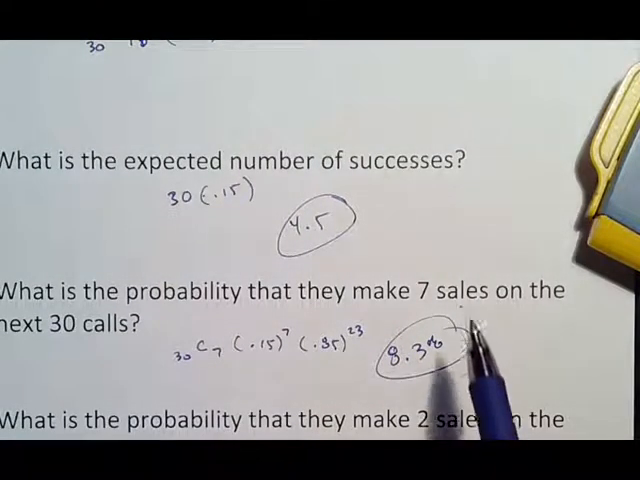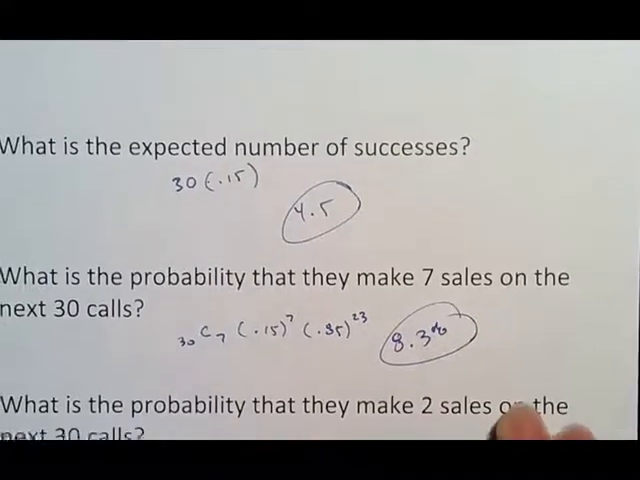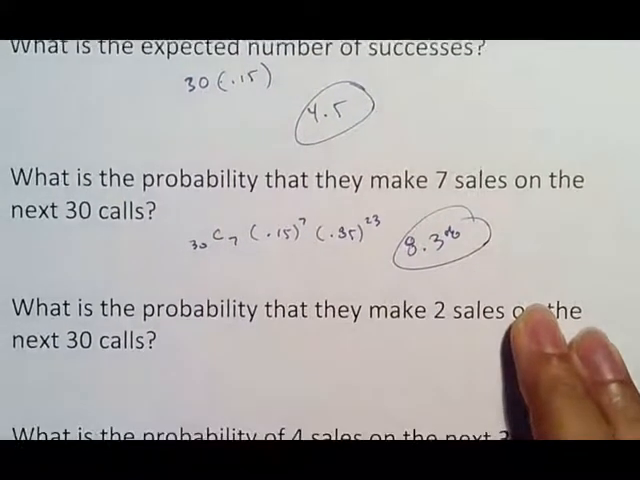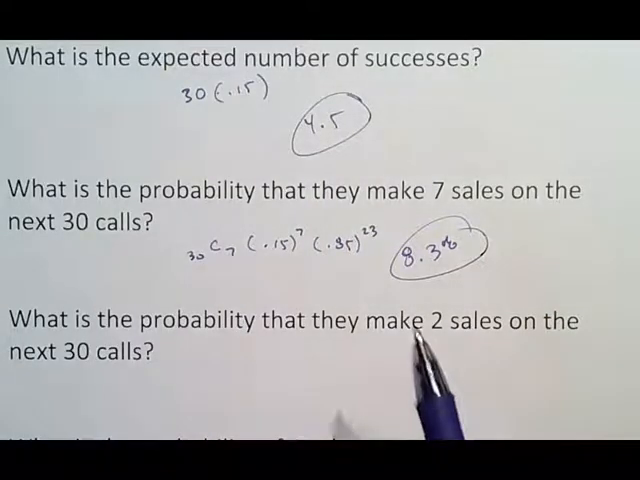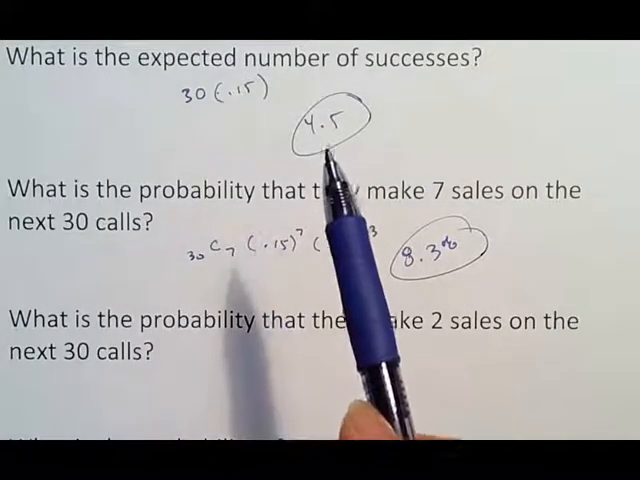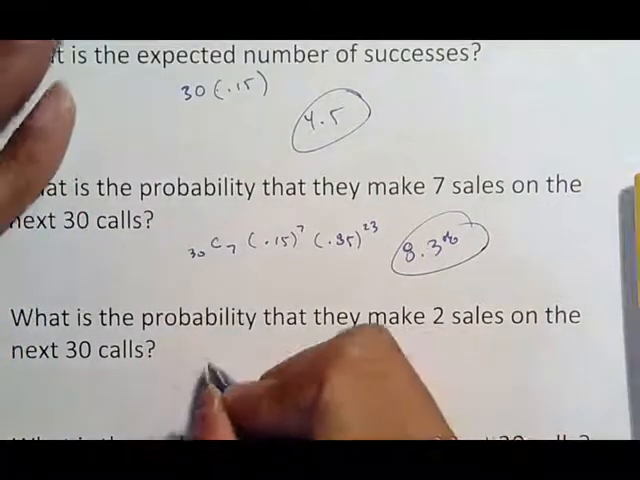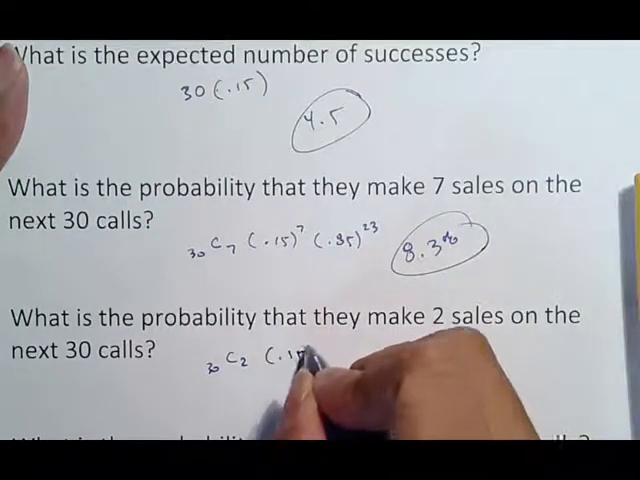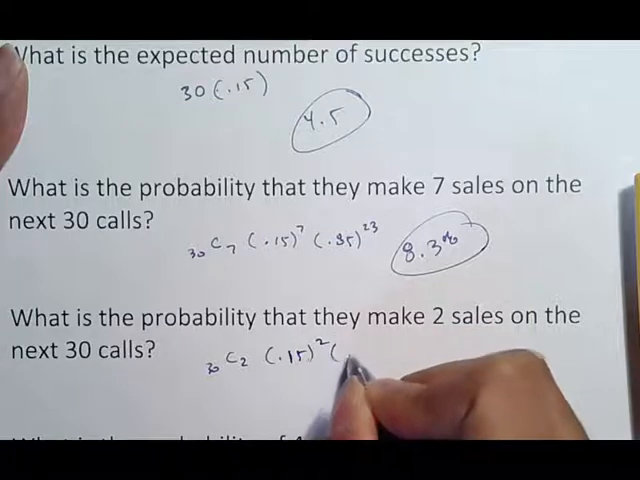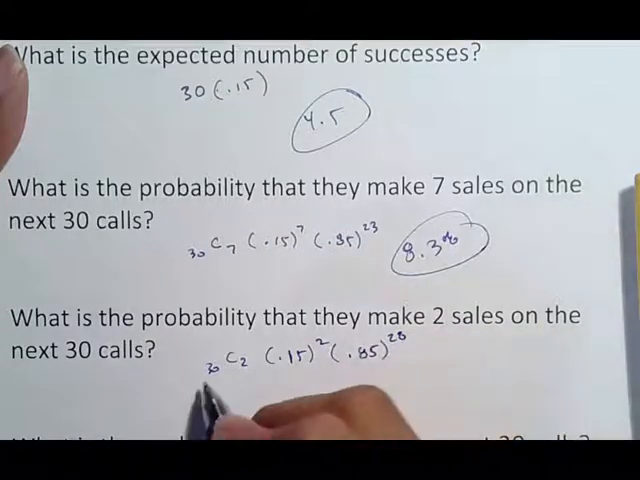And again, if we expect 4.5, the chance of getting 3 more is not as high. But again, I want to walk you through this to make sure that we can see where the expected value makes sense. What about 2 cells? My thought is if they're able to make 4 calls, they should be able to make 2 cells. So let's see. We would do 30, because we're making 30 calls, choose 2, times 0.15 to the second, because we want 2 calls to work, times 0.85 to the 28th, because those 2 should add up to 30.